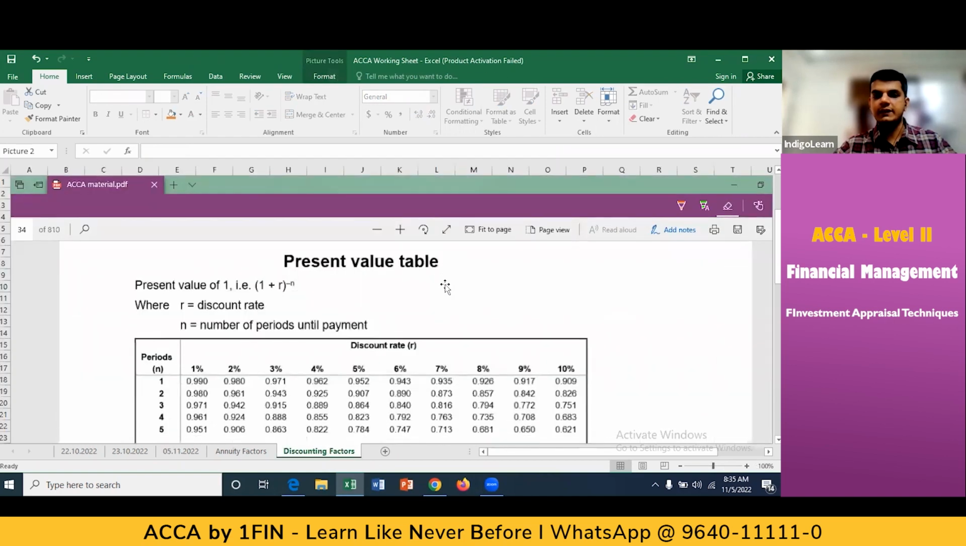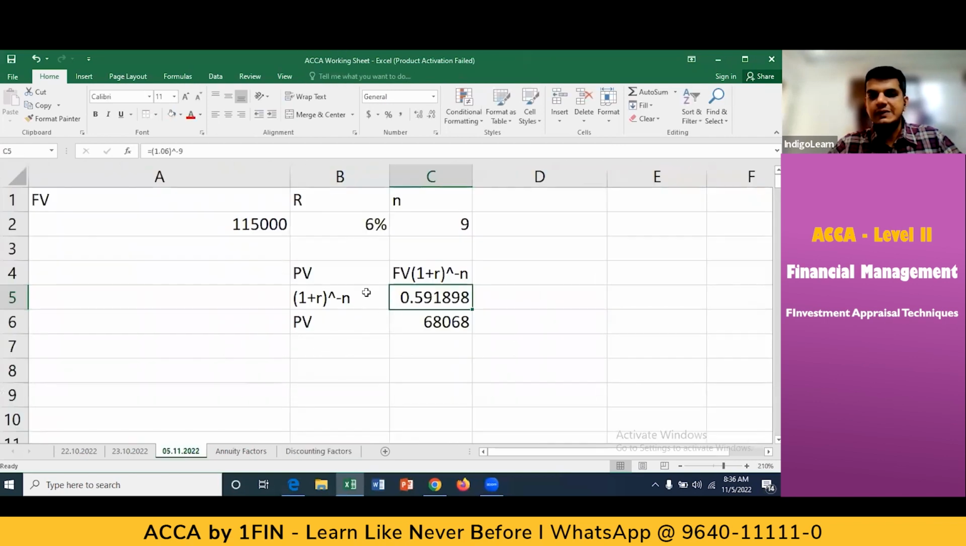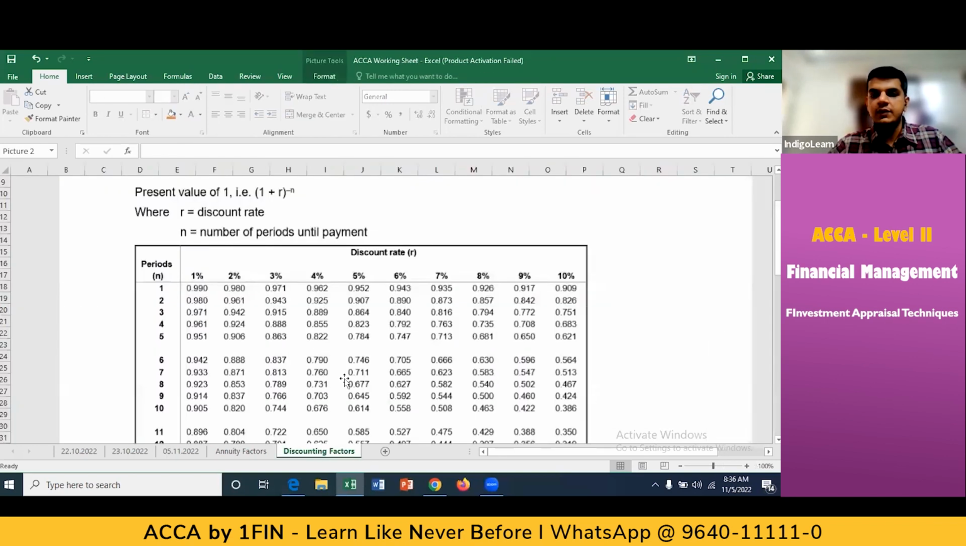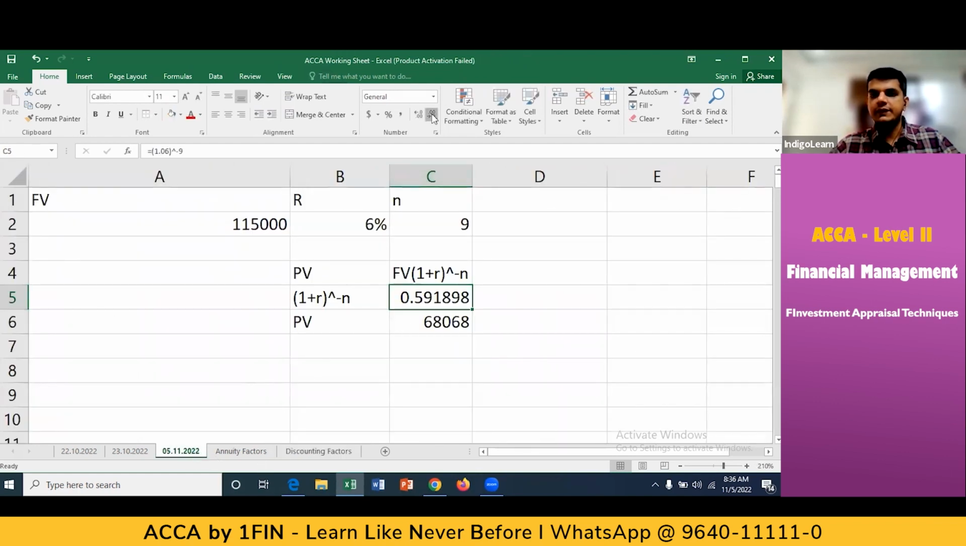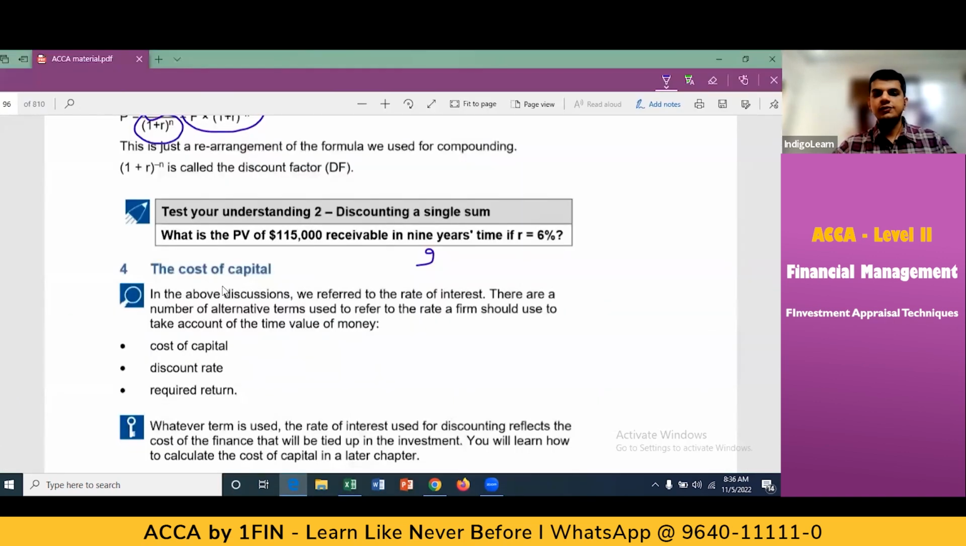How to see here? I'll just show you. So like this, the table will be given to you in the exam. Discounting factor table. First you have to see it is 6% interest and the period is 9. You just have to go to 6% and the period 9. So the discounting factor comes to 0.592. We can directly put it here, that is 0.592 into the future value, and we will immediately get the present value, that is 88,800.